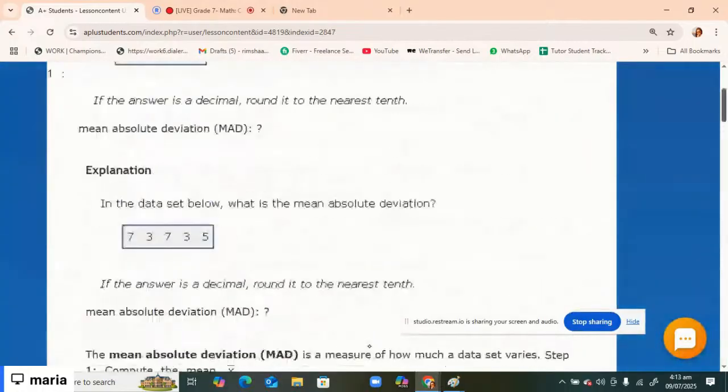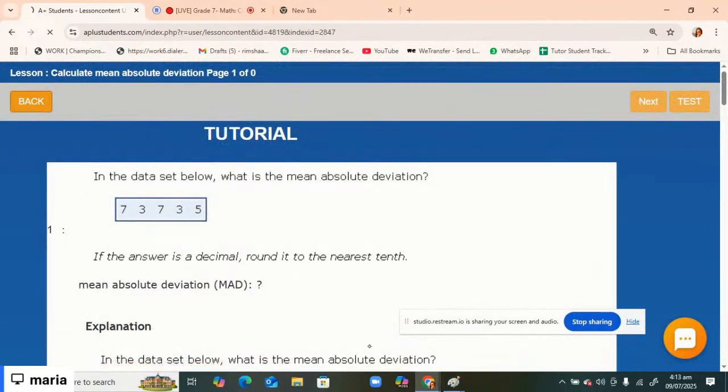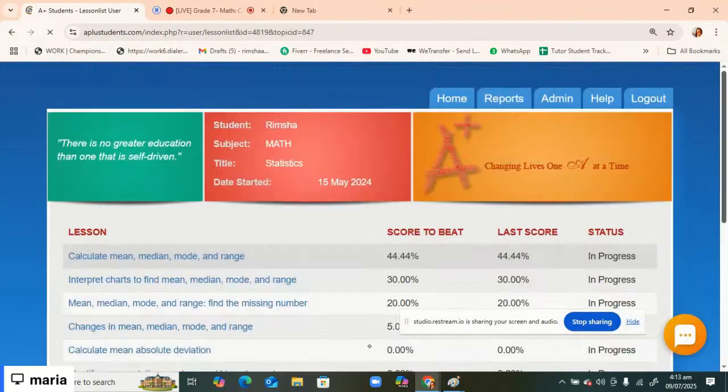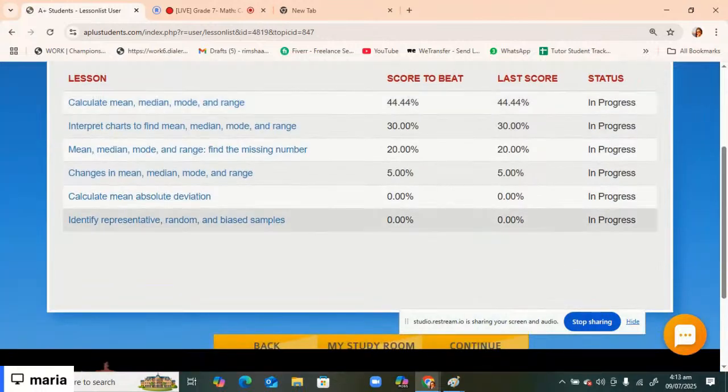So this is the way that we solve it. We solve the two questions. Hope you guys understand this one. Okay, now let's start the next.